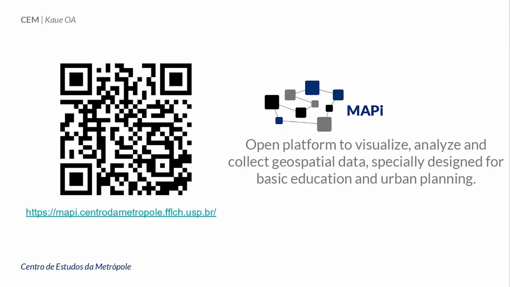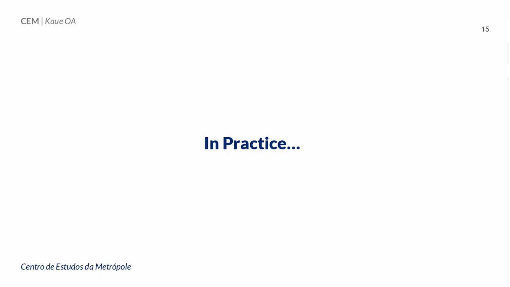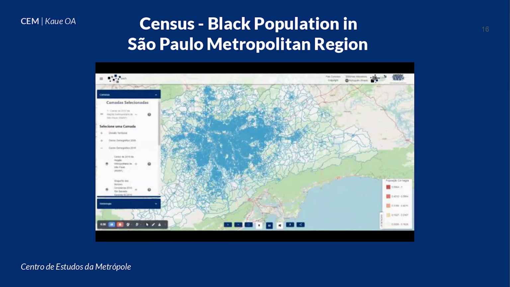So therefore, we came back to this phrase that defines MAPi. It's an open platform, so you can visualize, analyze, and collect geospatial data. And it's specially designed for basic education and urban planning. And in practice, what we see is this. I'm going to try to run a quick demo to show how we want to support these activities. One second, so I can set up here.